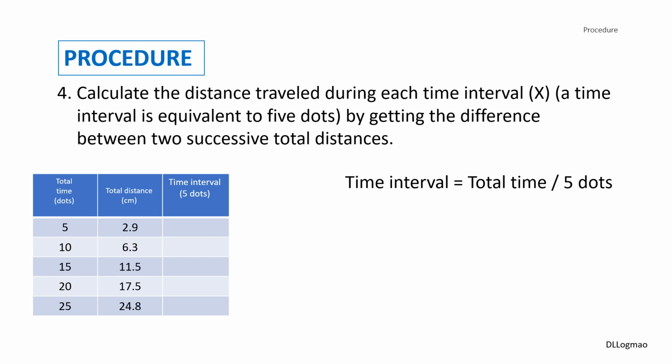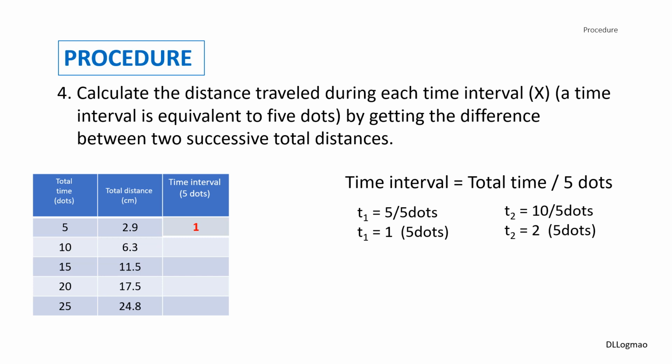Calculate the time interval as t1 equals 5 divided by 5 dots equals 5 dots. Record on the table. Continue with the other time intervals.